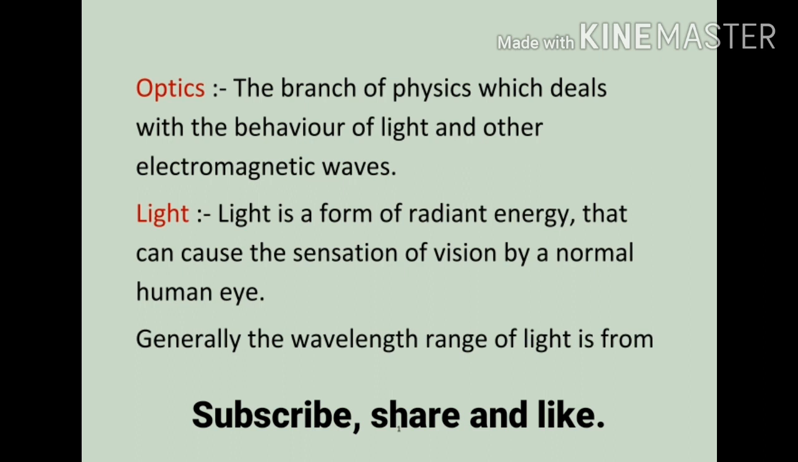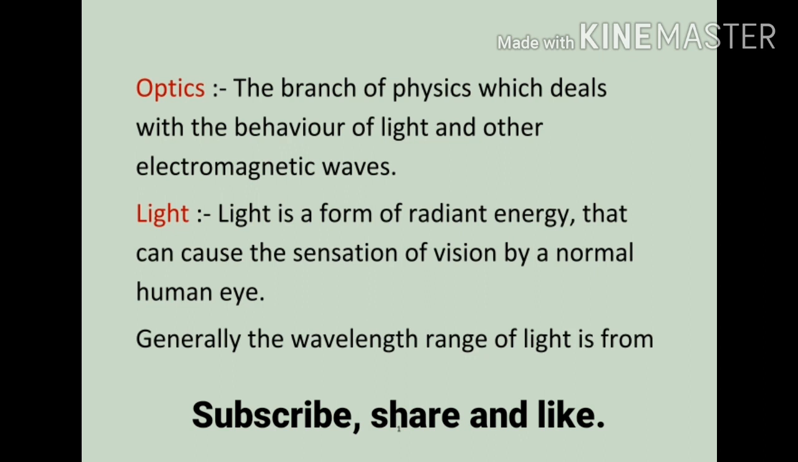Next, in this definition of optics we have the word light. First of all, we know about light, and after that we know about the properties of light. So first, light. Light is a form of radiant energy that can cause the sensation of vision by a normal human eye.